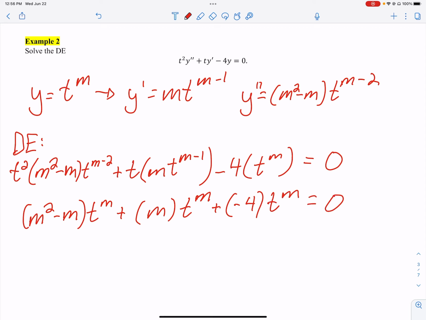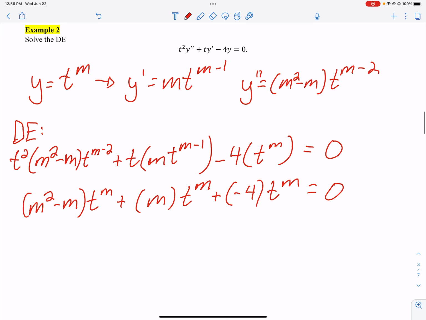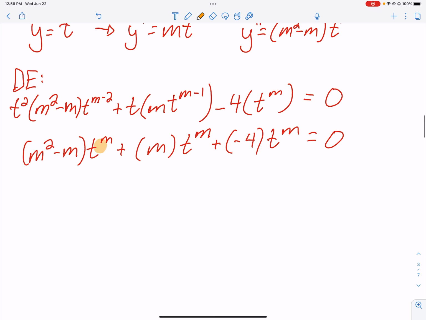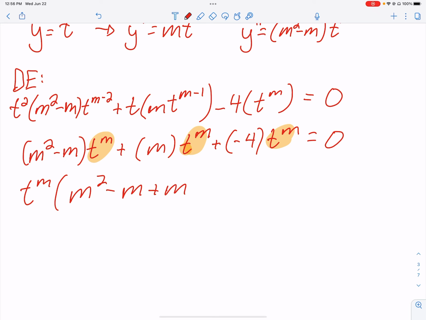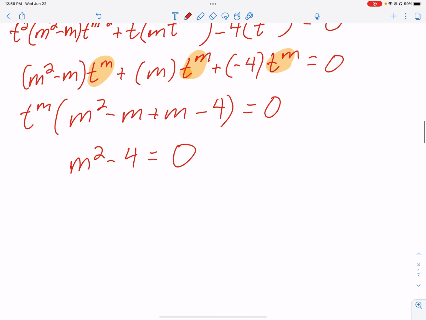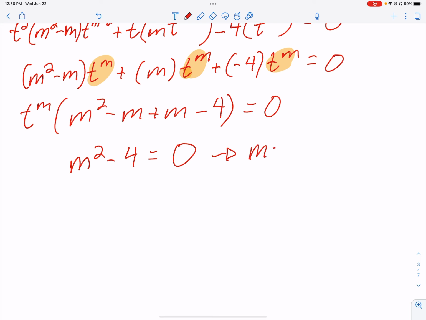But I don't want to miss that minus, that's why I do that. Notice that t to the m, we got one right here, here, and here. So that means we can factor t to the m out, leaving us with m squared minus m plus m minus 4 equals 0. That t to the m is my trivial solution, so I just focus on the polynomial inside. The m's cancel, and I get m squared minus 4. This tells me if I add 4 and take the square root, be careful with this, it's a plus or minus 2.